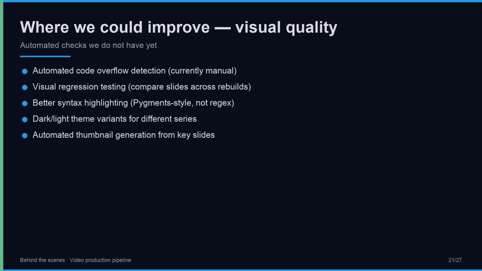We do not have visual regression testing, comparing slides across rebuilds to catch unintended changes. Our syntax highlighting is basic regex, not a proper tokenizer like Pygments. We have one dark theme, different series might want different looks. And we generate no thumbnails, YouTube requires them, and we create them manually. We check manually. We should automate.